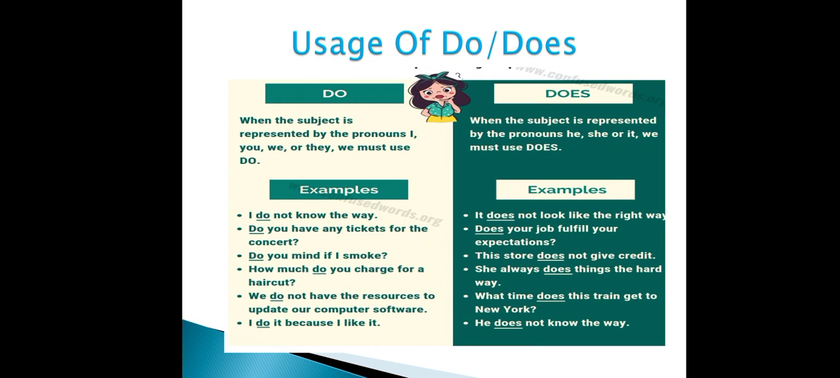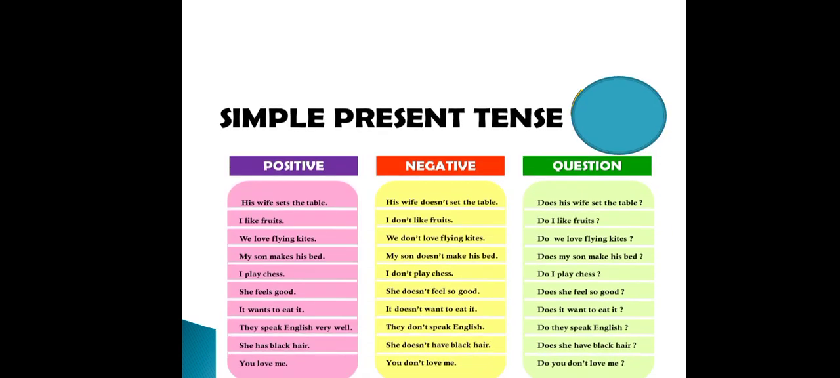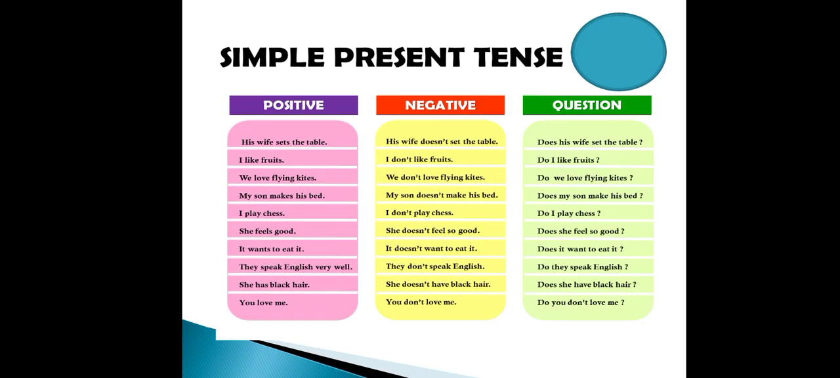Examples are given. You can pause the video and read the examples. While in case of does, we will need a singular subject. If our subject is singular or the pronouns he, she, or it, then we use does. In simple present tense, I have added a few more examples to help you out in all three forms: positive, affirmative, negative, and question sentences.